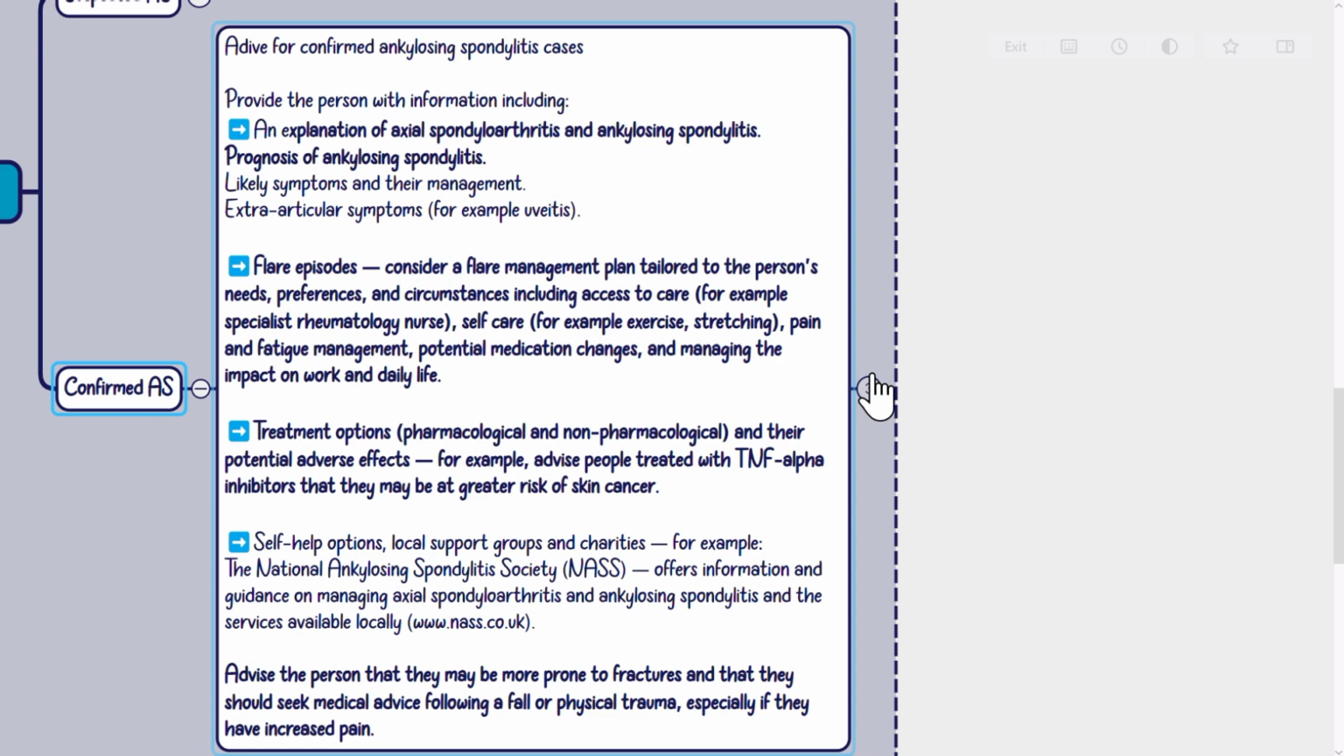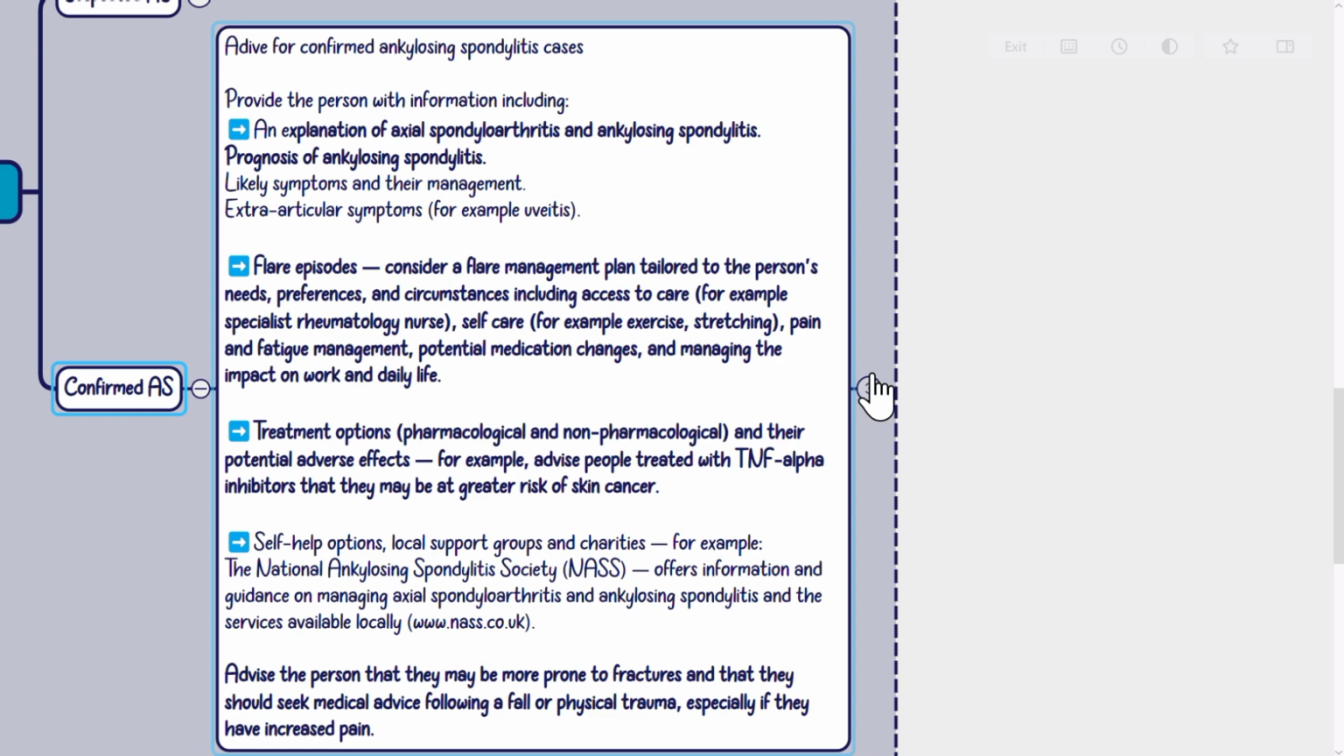Consider a flare management plan tailored to the person's needs, preferences, and circumstances, including access to care, for example specialist rheumatology nurse, self-care, for example exercise, stretching, pain and fatigue management, potential medication changes, and managing the impact on work and daily life. Treatment options, pharmacological and non-pharmacological, and their potential adverse effects, for example, advise people treated with TNF-alpha inhibitors that they may be at greater risk of skin cancer.